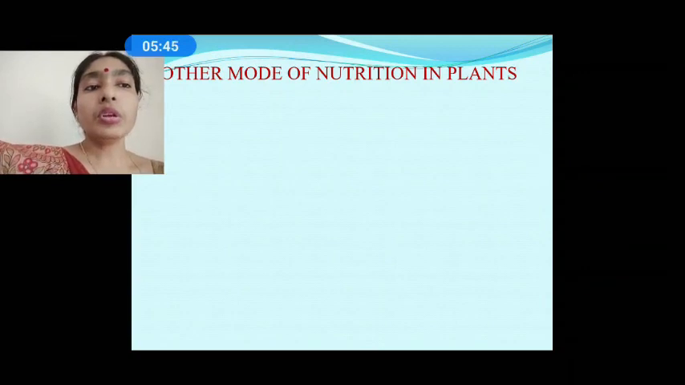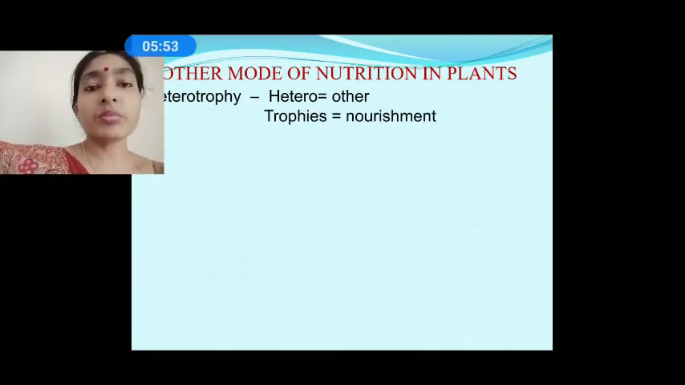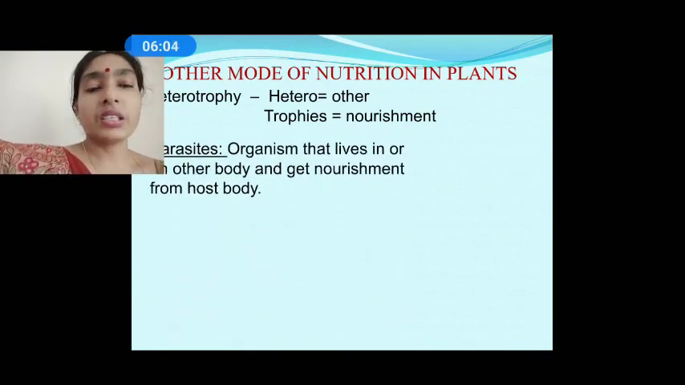Now the other mode of nutrition in plants: heterotrophy. Hetero means other, trophy means nourishment. That means they can't prepare their own food and depend on others to get their food. The first type is parasitic. Parasites are organisms that live in or on another body and get nourishment. They completely depend on the host body, from where they get their food as well as shelter. They can grow inside the host body or outside it.